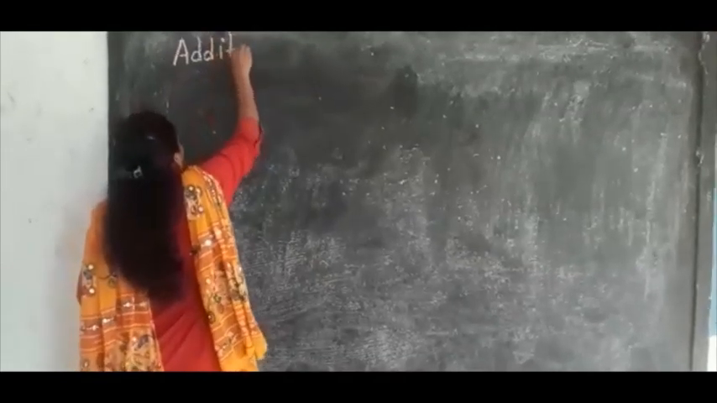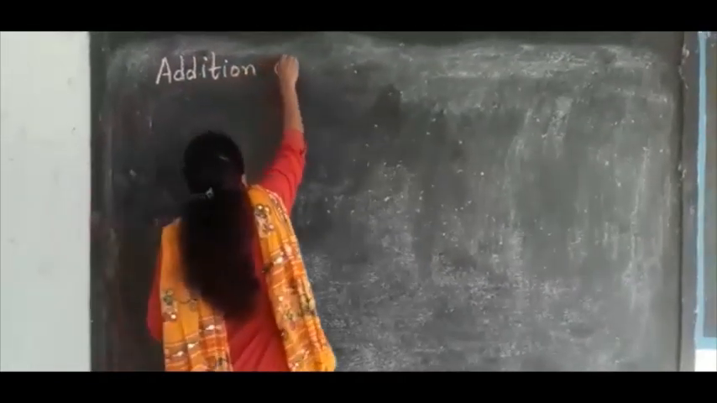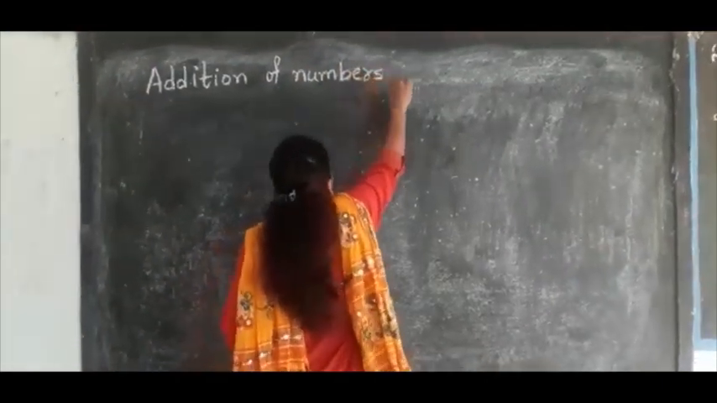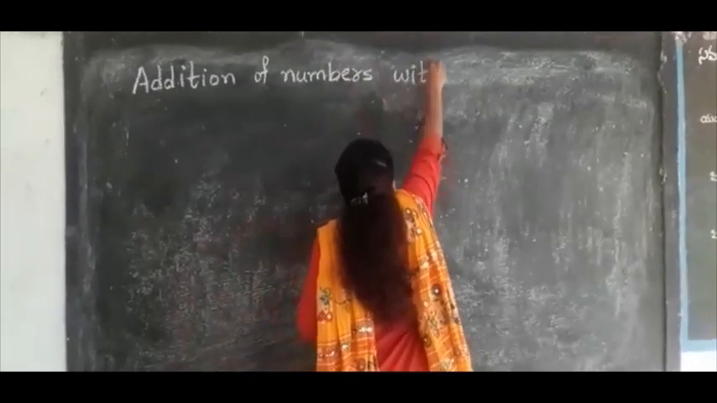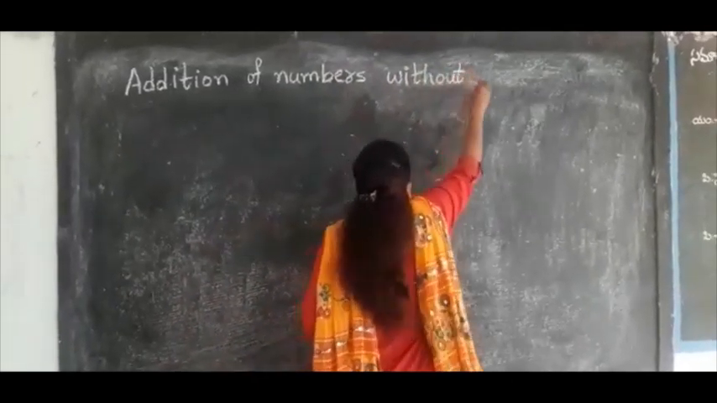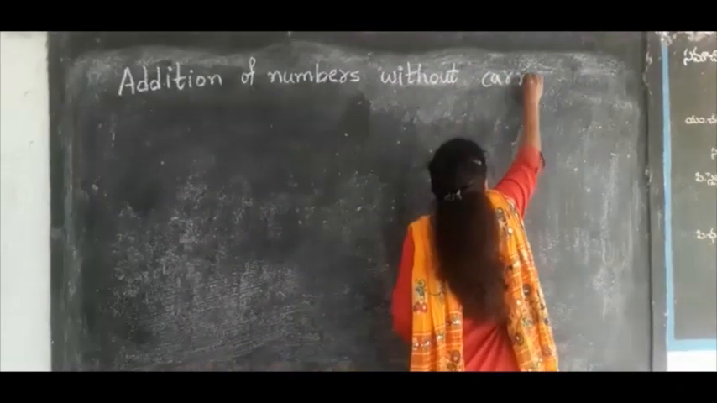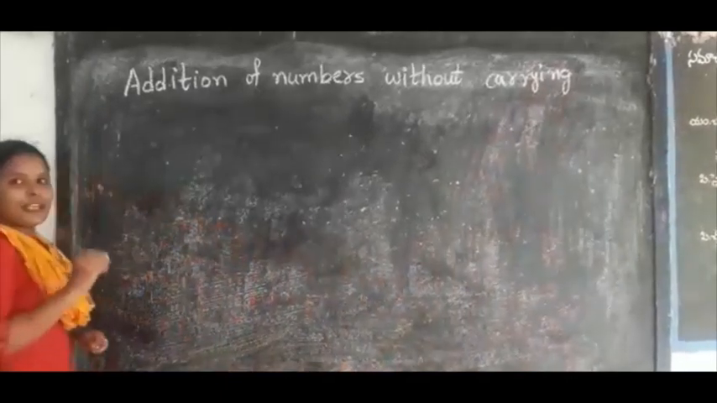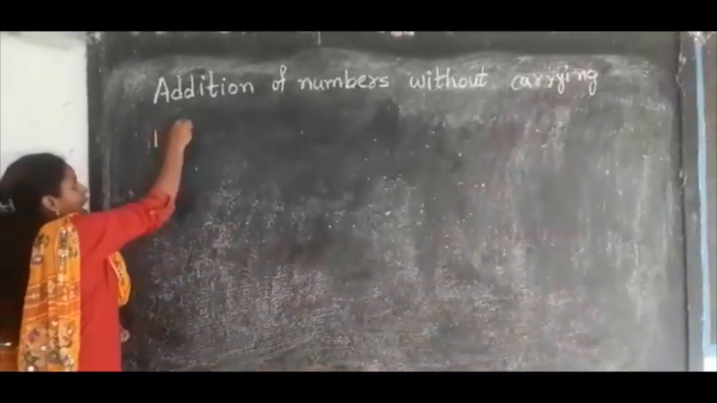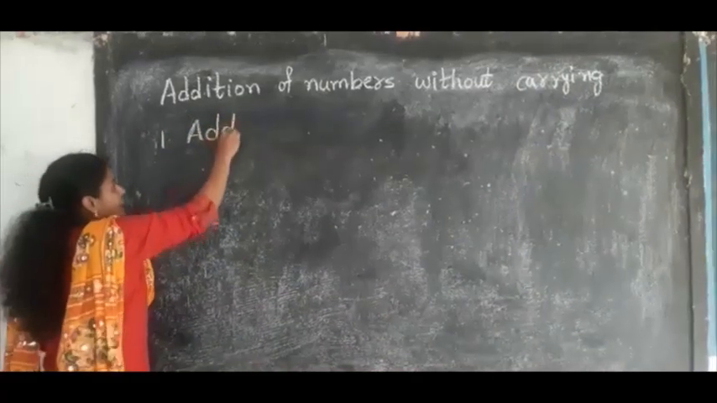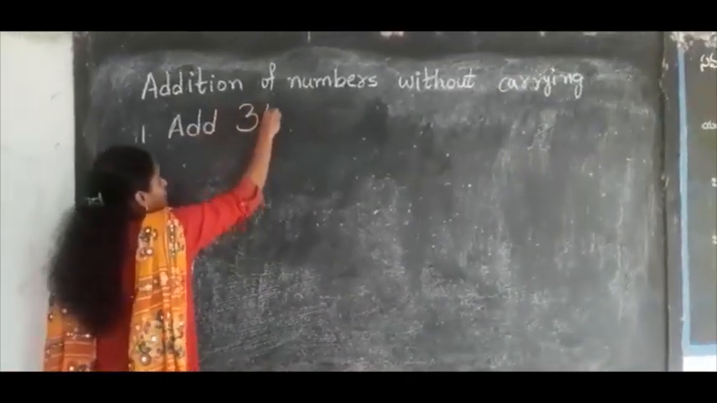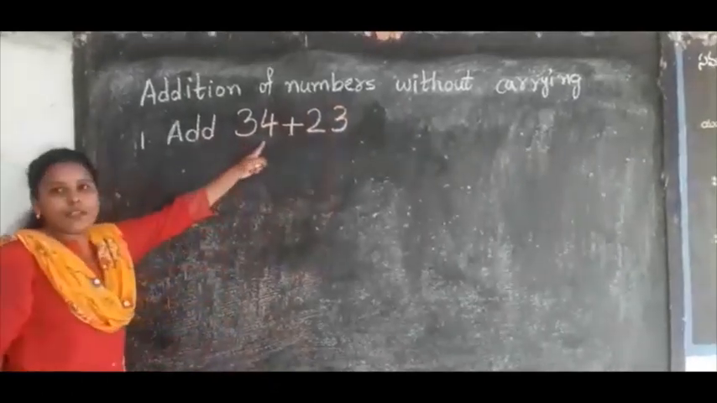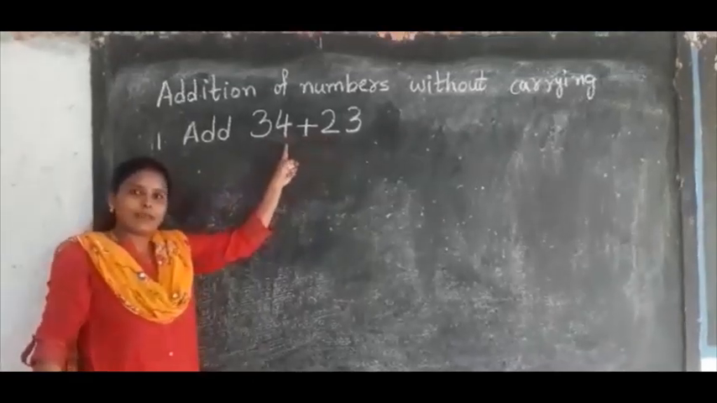Addition of numbers without carrying. Addition of numbers without carrying, simple addition we will learn. Let's take the first sum. Add, A-D-D, add. 34 plus 23. 34 plus 23, two digit numbers, simple addition we will do.